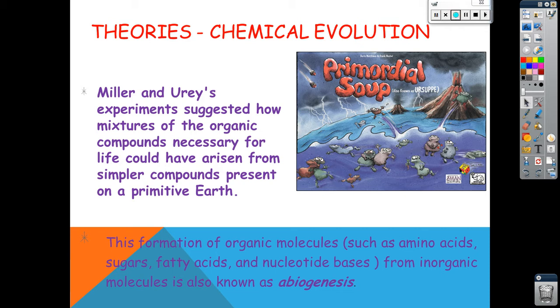Getting organic material from inorganic material is known as abiogenesis. This is what Miller and Urey gave us the answers to. Everything used in their experiment was inorganic material. They used water, gases, and electricity, and they got out of that the amino acids that could be combined to make proteins, that can be combined to make fatty acids, and DNA and RNA.